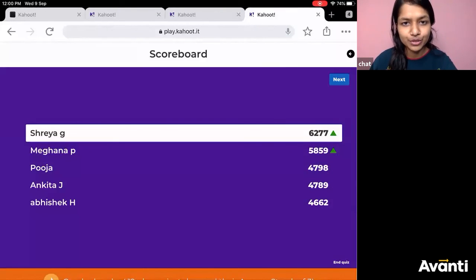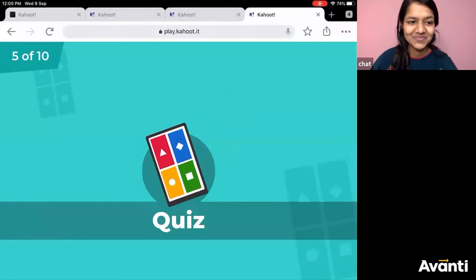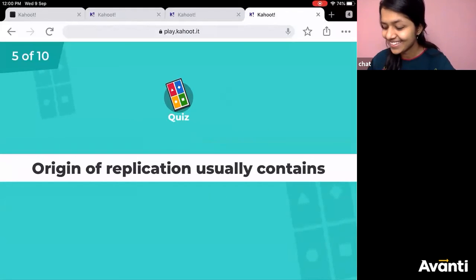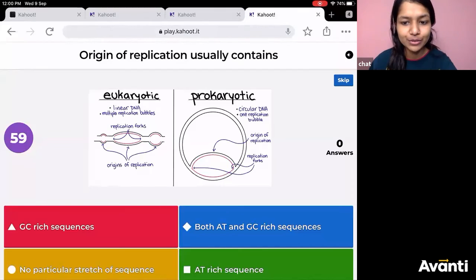Euchromatins are transcriptionally active, right? So Shreya, now I can see Shreya here. Origin of replication usually contains. Origin of replication में क्या होता है? I have taught this also. Which sequence do you find more in origin of replication? Yes, Chetan is right.